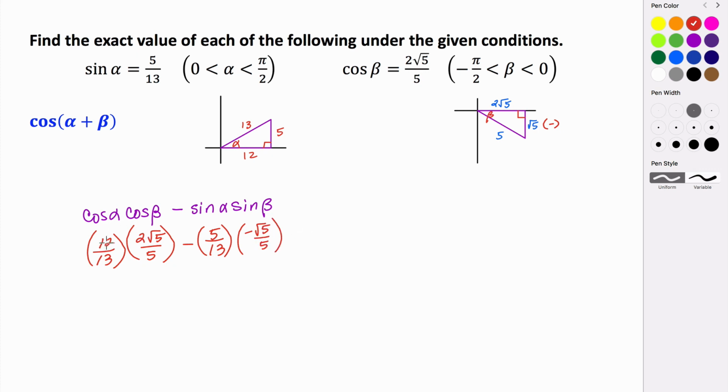Again, take these products. 12 times 2 rad 5 is 24 rad 5 over 13 times 5, which is 65. Minus, or actually it's going to be plus because it's negative 5 times negative rad 5. So it's going to be plus 5 rad 5 all over 65. Again, we have a common denominator, so we can just take this sum. We get 24 plus 5, that's 29 rad 5 all over 65. So this is the value of the cosine of alpha plus beta.